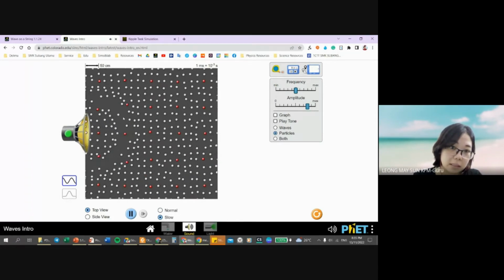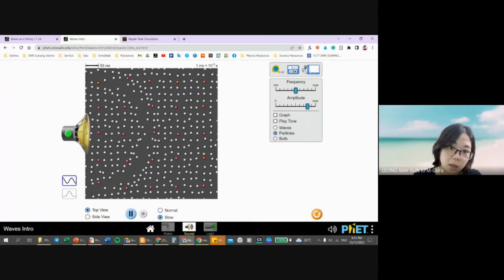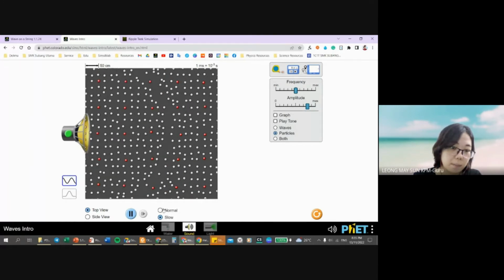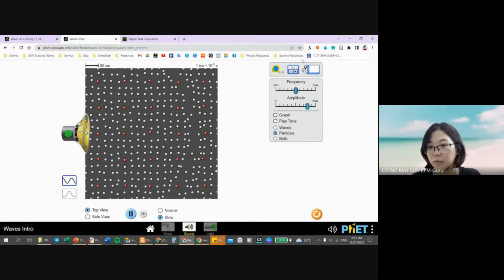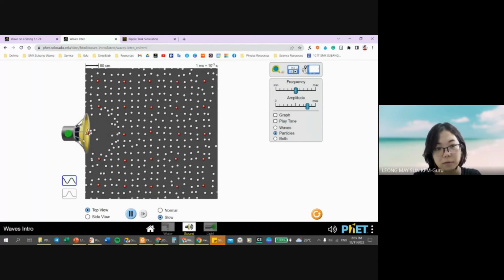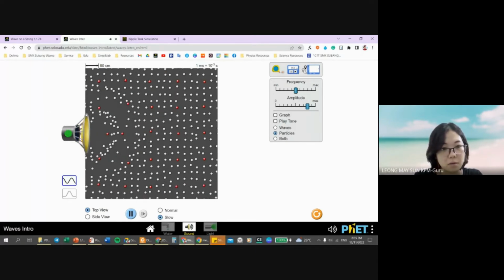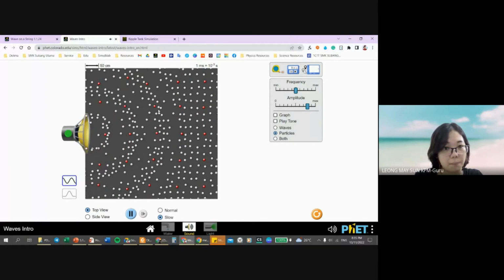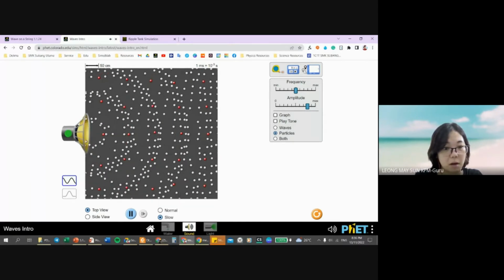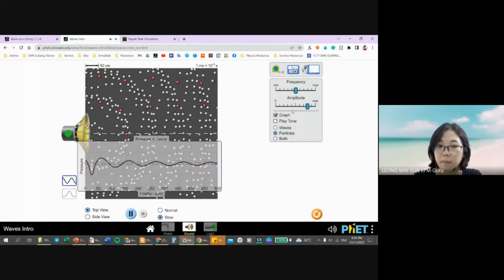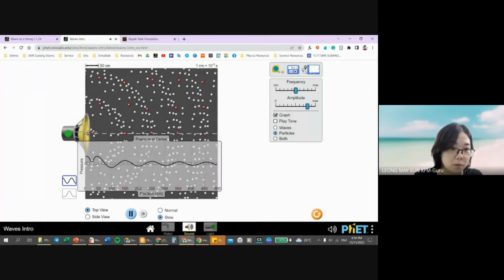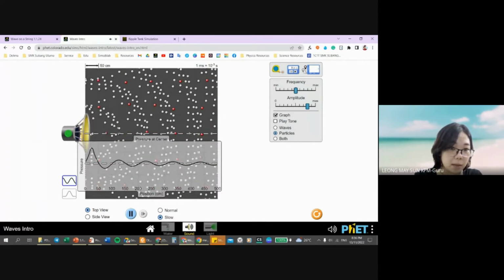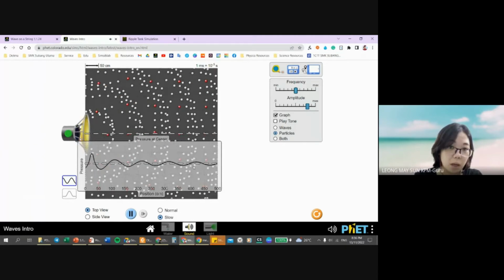Then this is the disturbance of energy. Do you notice this is moving away? Okay, so I'm going to keep letting it move. So you can see there are compression and rarefaction happening right now. So this is the disturbance and the wave is actually moving away.